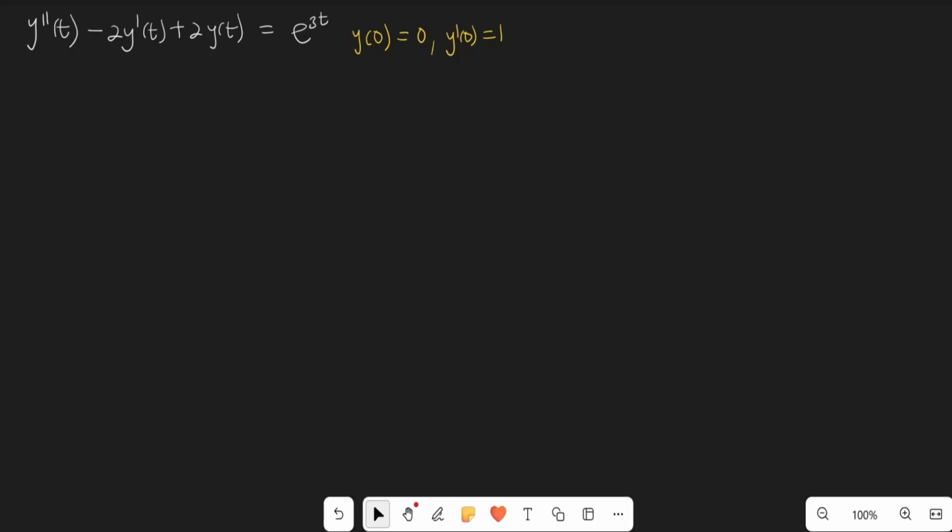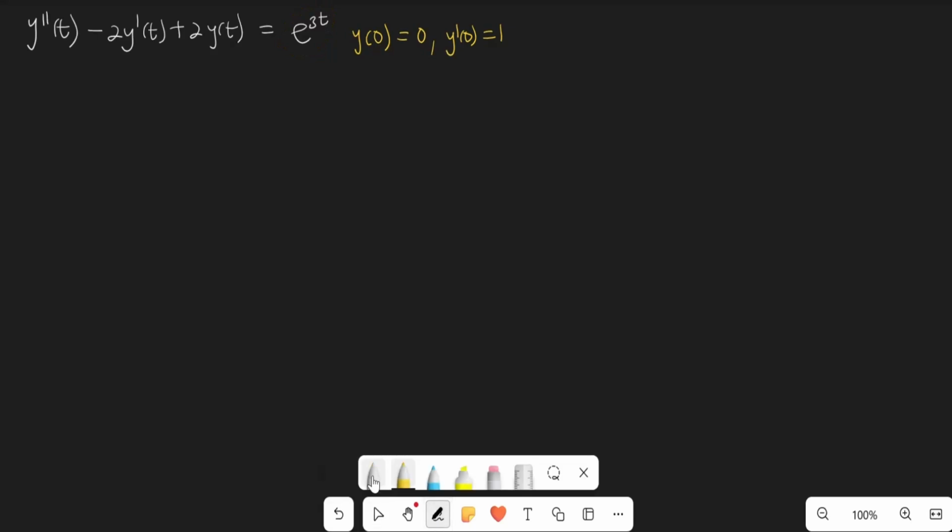In this video, we are going to apply the Laplace transform to solve this differential equation. I previously solved a differential equation with the right hand side being a polynomial of the first power, which is just t. Here we are going to use the same Laplace transform to solve this one, but on the right hand side we will have e to the 3t, which is an exponential function.